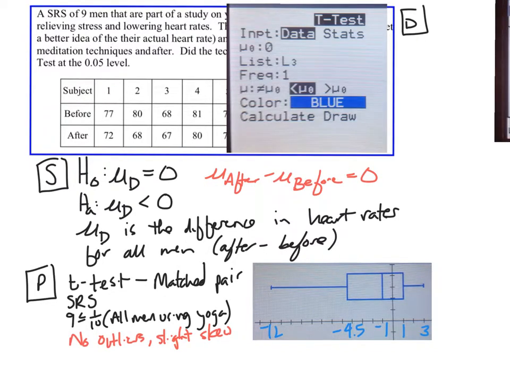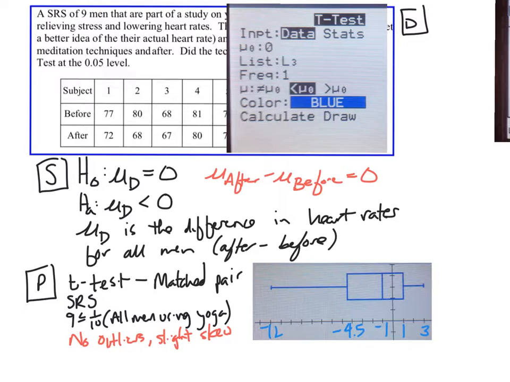Alright, so again, let me show you what I've got here. I went into my test menu. I'm using data. I'm just going to use my list 3, and make sure you remember you are doing the differences. My mu, or my null, was that mu was 0. And we keep these the same. We have less than here, so we should have less than here.